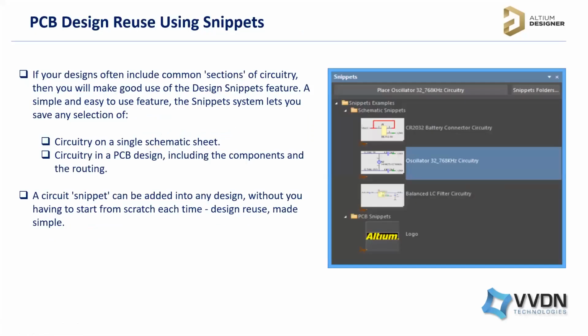Then we can reuse our PCB design using snippets. A snippet is a section of circuitry, for schematic as well as for PCB. We can directly save our data in a single design and we can reuse it and place it. So this is called a snippet. Through a snippet also we can reuse our design without copy and paste. Directly we can save our data and place it.